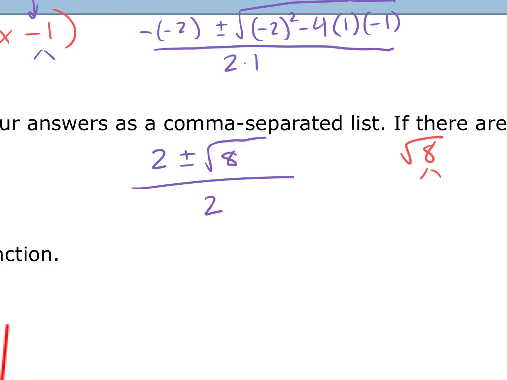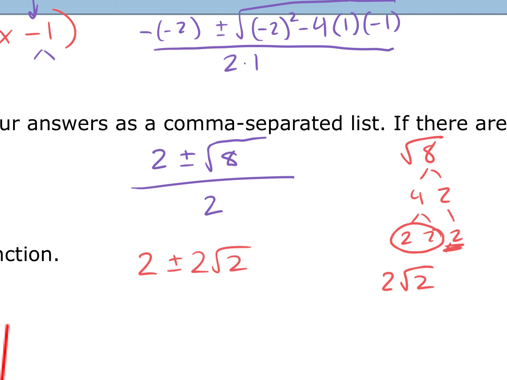What are two factors of 8? 4 and 2, and two factors of 4? 2 times 2. So I would circle any pairs that I have, and that comes to the outside, and whatever is not circled stays on the inside. So this is 2 plus or minus 2 square root 2 over 2.